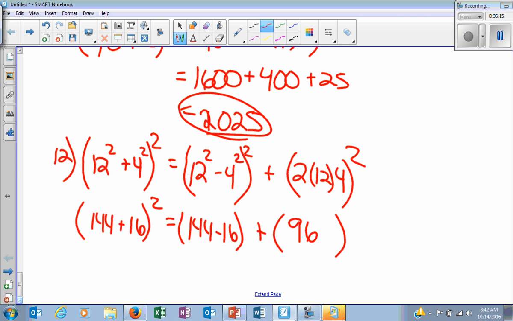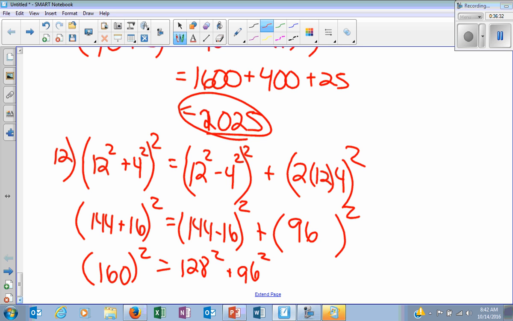Square. Yeah, I got it. And then when you add these together, what did you get? 160. Yeah. And what did you get here? And 96. So what's my Pythagorean triple because of this? 96, 128, and 160.